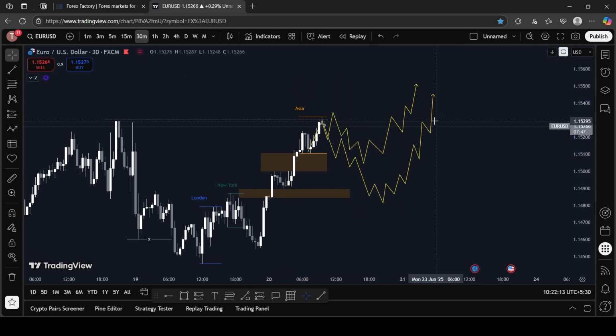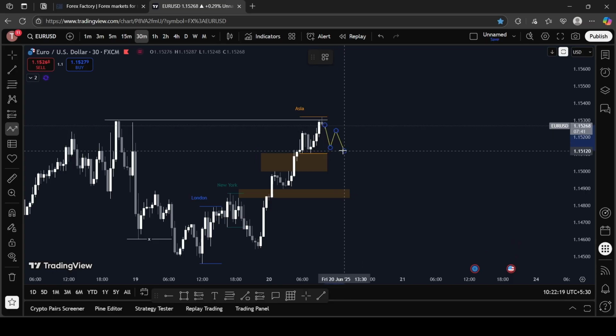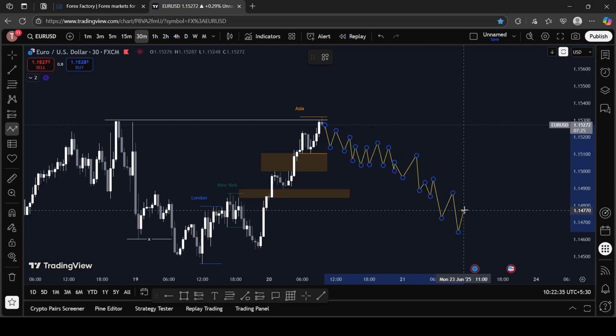And if that doesn't happen, then we'll see the price coming back to this FVG. We will get a response, take some liquidity over here, and then we will go down. And not only that, we will have some kind of a similar scenario and we will continue our journey into the downward side.